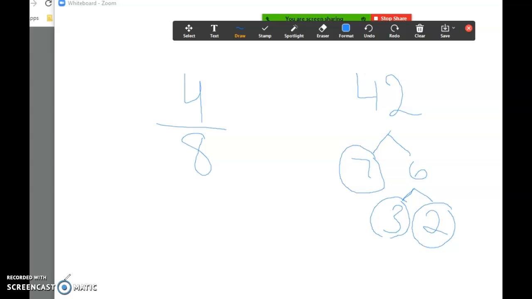Good. What can I do, Aliana, with these three numbers? What can I do with them to check to see if I got the correct answer? Do you add them? Try it. Add them together. See what happens. It would be 12. Is that 42? No. So let's try something else. What do you think?